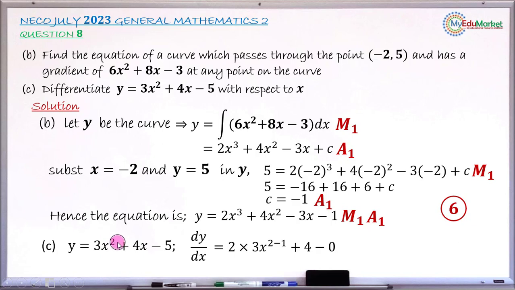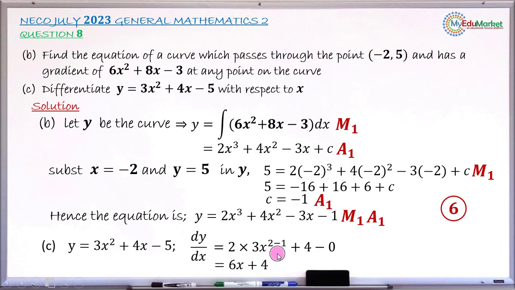And before the reduction, it multiplies the term there. So you have 2, this power, times the term 3x raised to the power of 2 minus 1. Then plus the derivative of 4x, which is simply 4. The derivative of minus 5: 5 is a constant number, and its derivative is always 0. So simplifying this, 2 times 3 gives 6, and x raised to the power of 2 minus 1 gives power 1. So you have 6x plus 4. This is the derivative of this function.